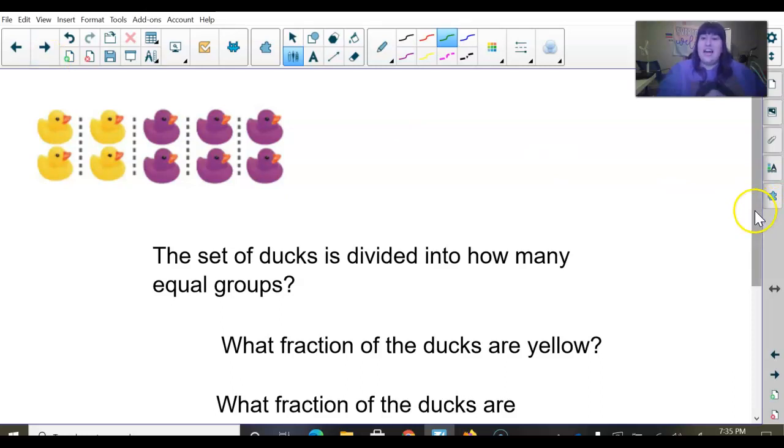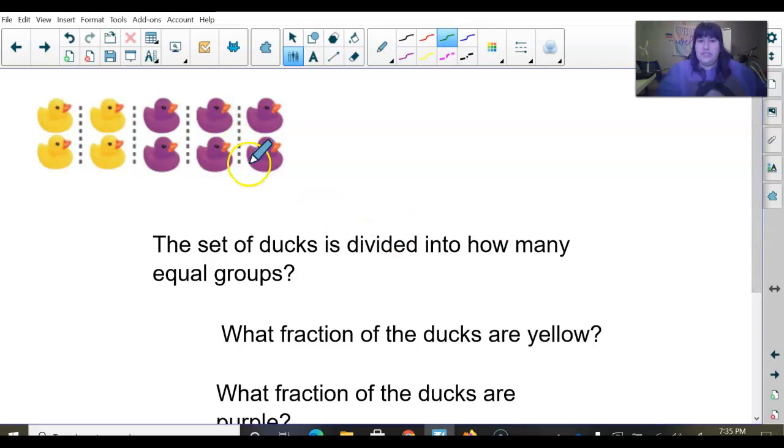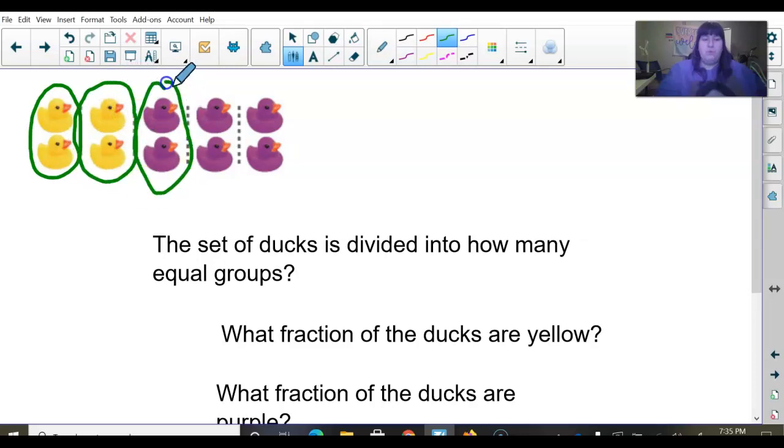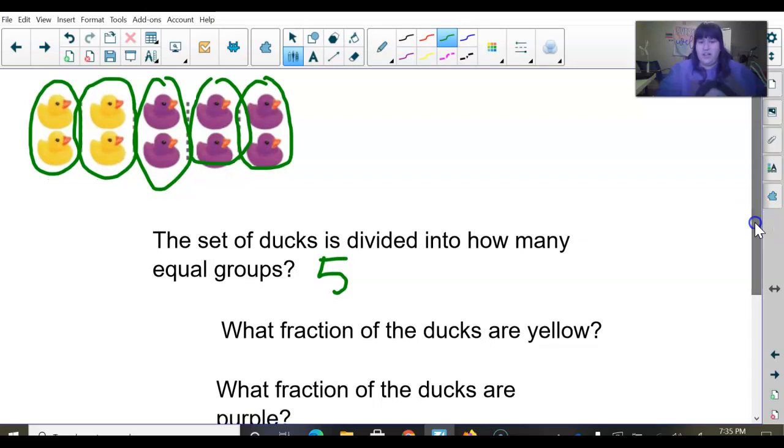Right here, this set of ducks is divided into how many equal groups? We can see these dotted lines, so we can see we have 1 group, 2 groups, 3 groups, 4 groups, and 5 groups. This set of ducks is divided into 5 equal groups. What fraction of the ducks are yellow?